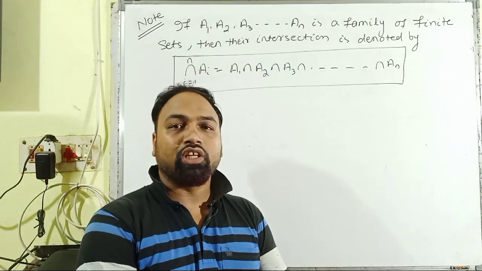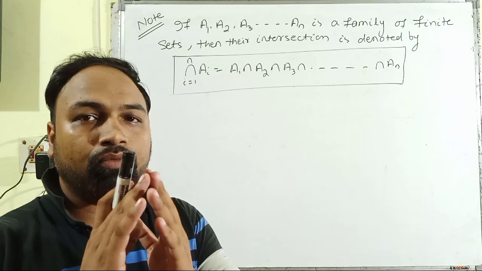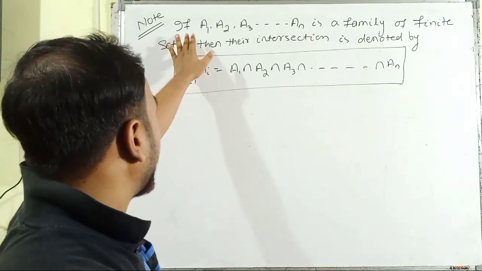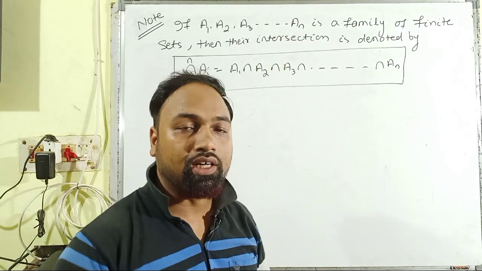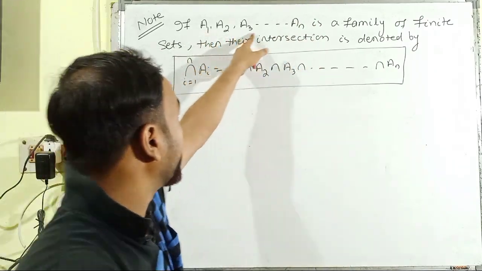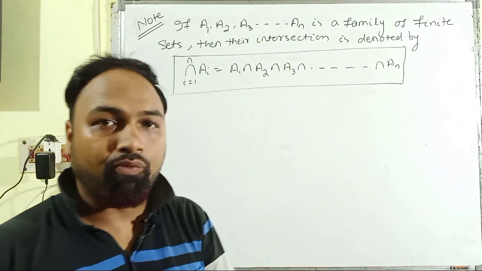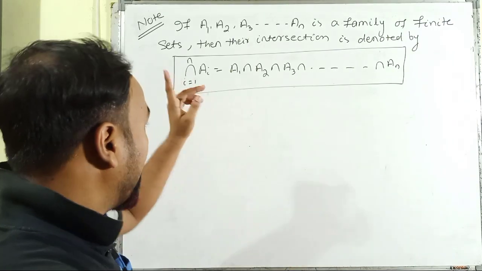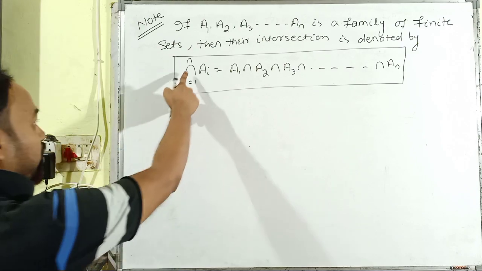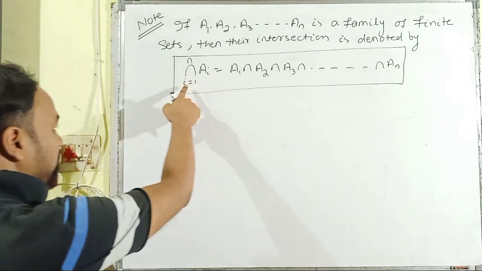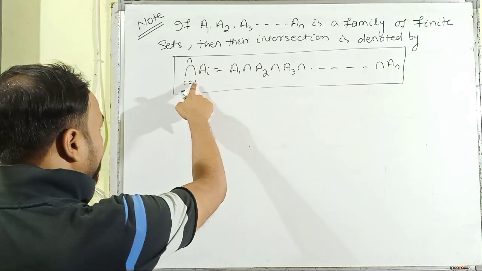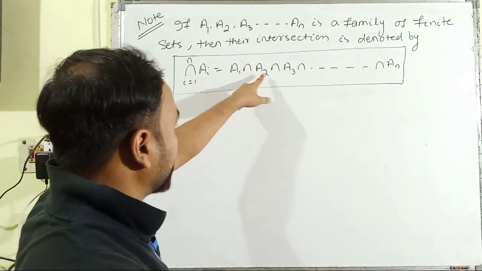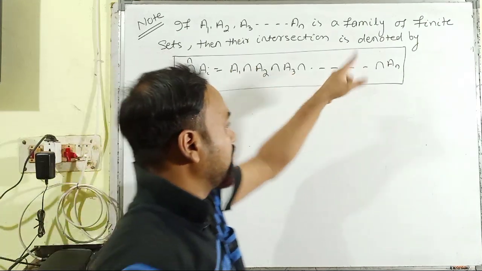Now we are going to discuss the intersection of more than two sets. Suppose I have taken n finite sets A1, A2, A3, up to An, and we have to find the intersection of all n finite sets. This can be denoted by the intersection of Ai, where i runs from 1 up to n, and it is defined as A1 intersection A2 intersection A3 intersection up to An.